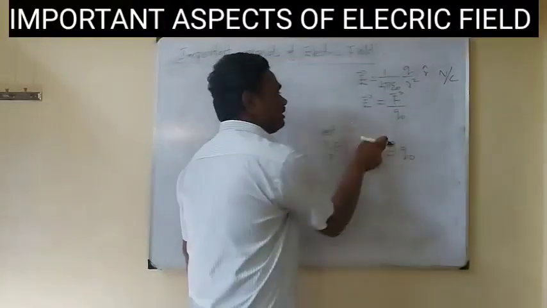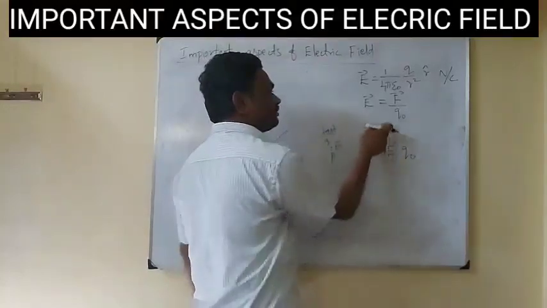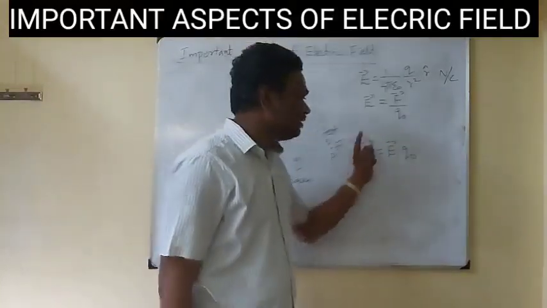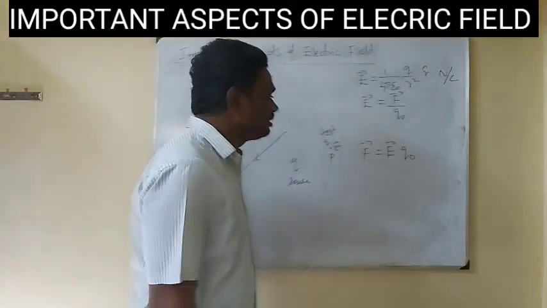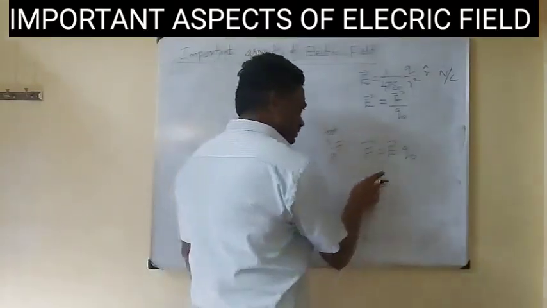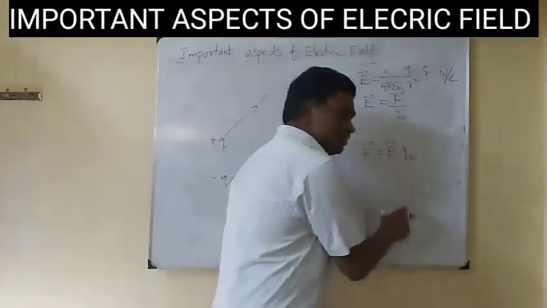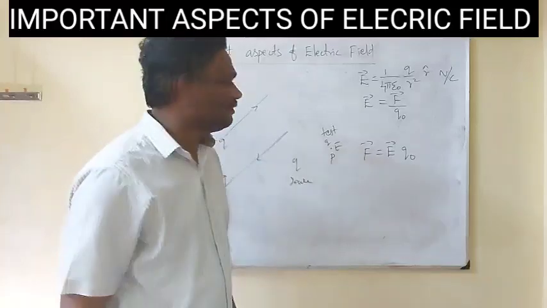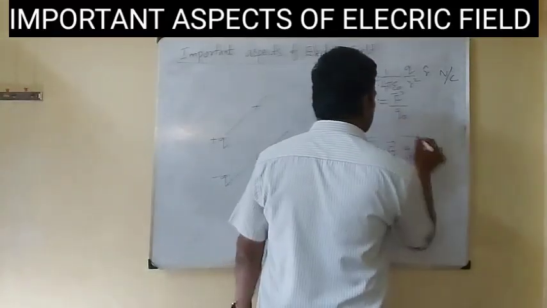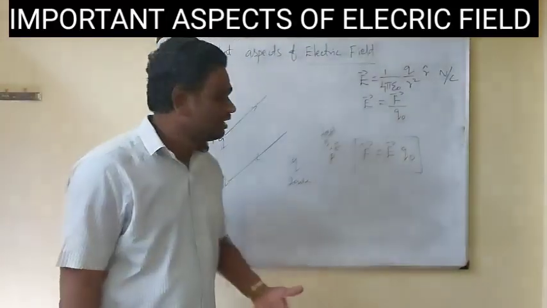From this equation we can just rearrange the expression for F vector, where F vector is equal to E vector into Q naught. Here there is a Coulomb force in terms of electric field. This expression represents the Coulomb force in terms of electric field.